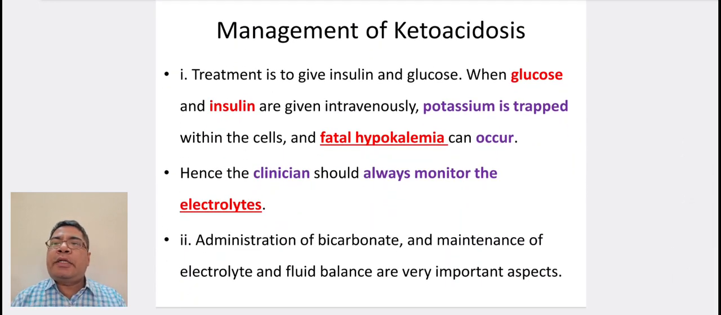Coming to management of ketoacidosis. Treatment is given with insulin and glucose. When glucose and insulin are given simultaneously, potassium is trapped within the cells and fatal hypokalemia can occur. Hence, the clinician should always monitor the electrolytes. Administration of bicarbonate and maintenance of electrolyte and fluid balance are very important aspects.